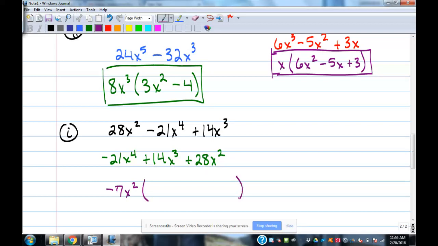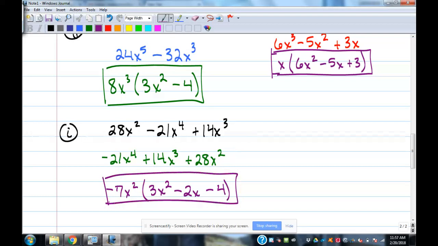So what's that going to do with all the signs of what's left inside? Change them. Okay. So this goes from a negative to a positive what? 3x squared. And then that becomes negative 2x. And then this becomes negative 4. And no x's on that one. And we factored out the GCF. Okay.